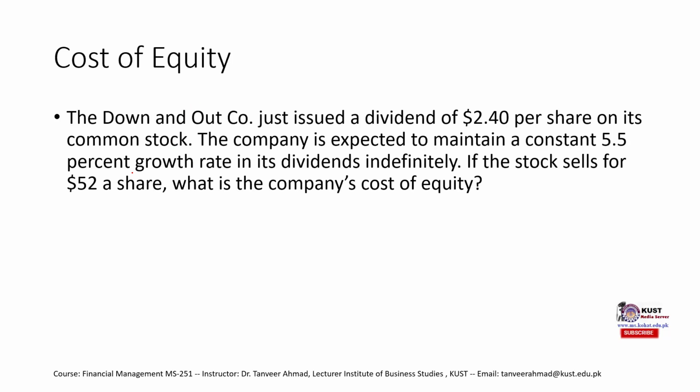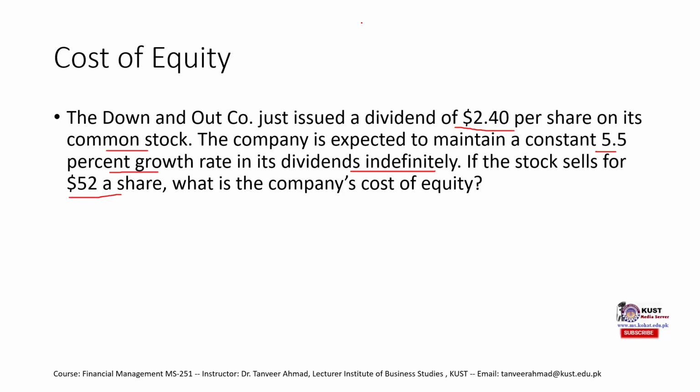Okay, so starting with the first example, the Down and Out Corporation just issued a dividend of $2.4 per share on its common stock. The company is expected to maintain a constant 5% growth rate in its dividend indefinitely. If the stock sells for 52 per share, what is the company's cost of equity?